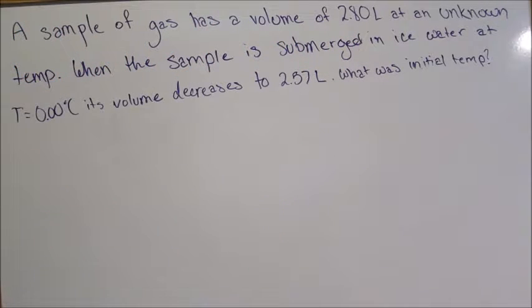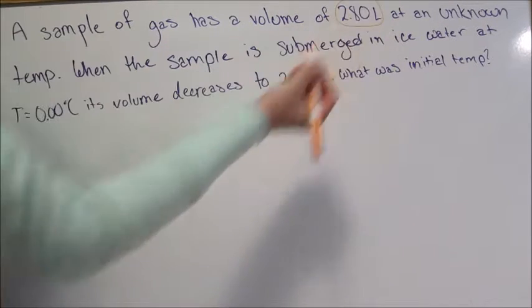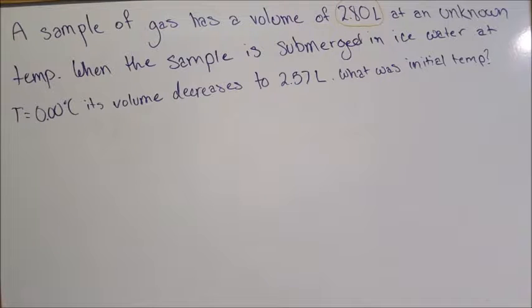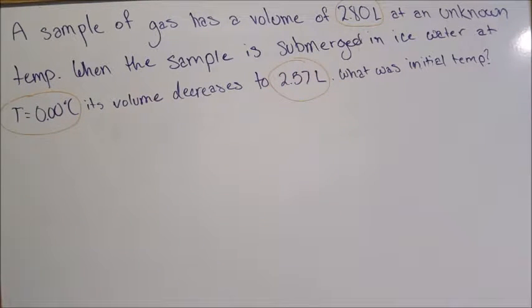Now it's time for some practice problems. A sample of gas has a volume of 2.8 liters at an unknown temperature. When the sample is submerged in ice water at 0 degrees Celsius, its volume decreases to 2.57 liters. What was the initial temperature?